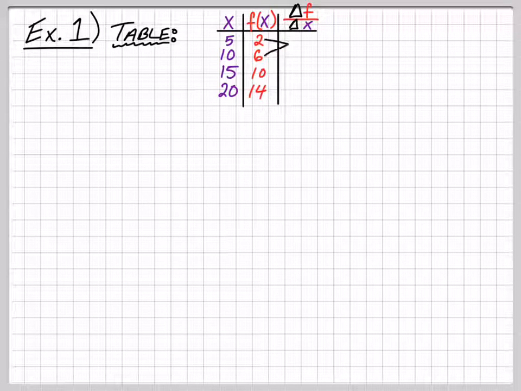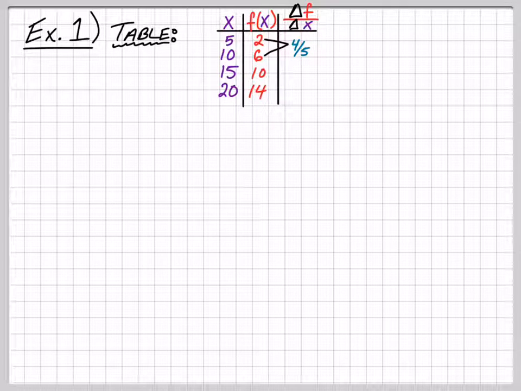So let's look at the first 2 points. Remember, on top of the fraction, we would have to subtract the y's. So on top, let's go 6 minus 2. That'd be 4. And on bottom, let's subtract the x's. So 10 minus 5, that'd be 5. So the slope between these 2 points would be 4 over 5.